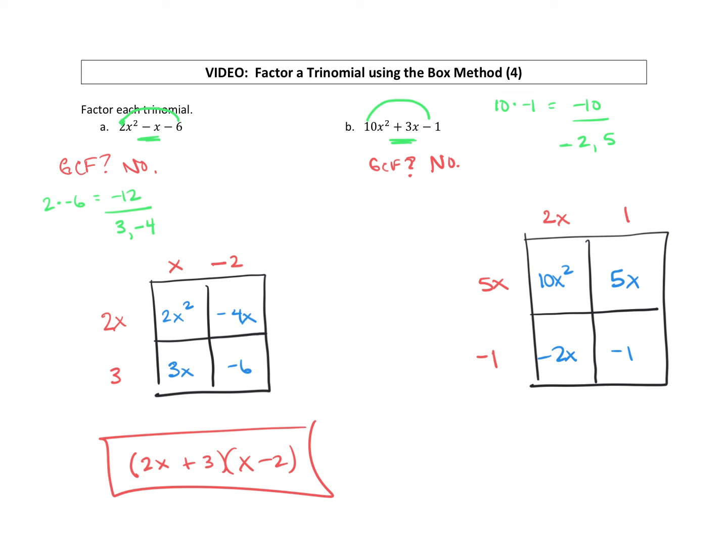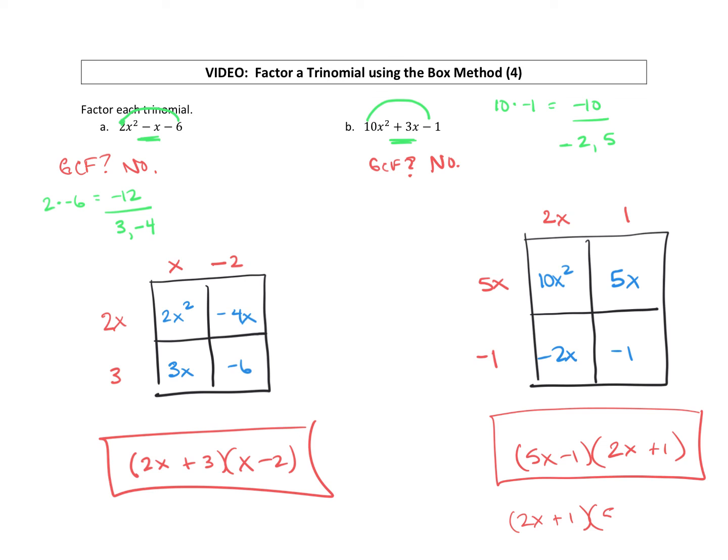All right, now we're ready to write our final answer as two binomials. We have two binomial factors. One of them is 5x minus 1, and the other one is 2x plus 1. Just remember, we could have written the 2x plus 1 first and the 5x minus 1 second, and we would get the same answer. These are both correct answers for factoring that trinomial.